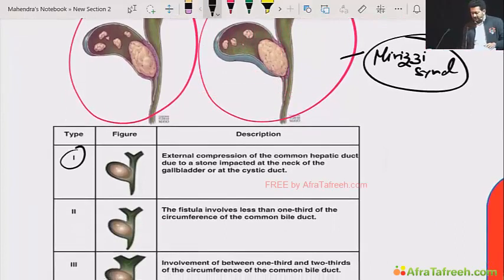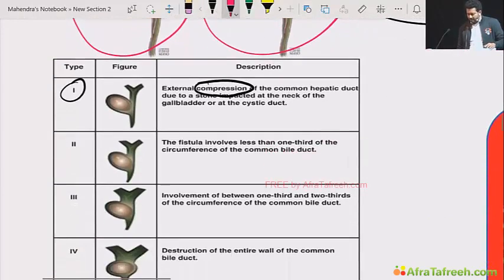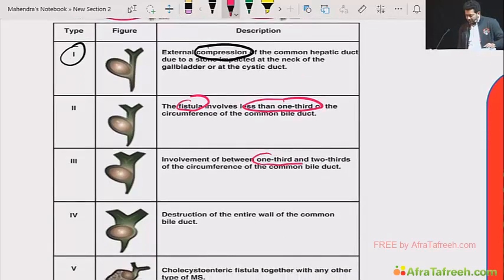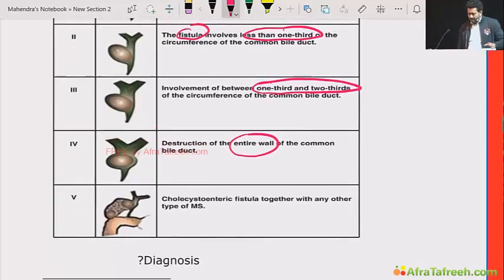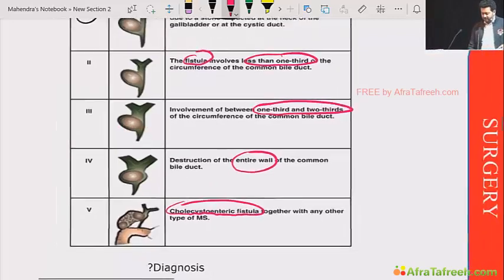Type 1 is when it is causing only compression. There is no fistula. In type 2, there is a fistula that involves less than 1/3 of the circumference of the common duct. 1/3 to 2/3 is type 3. And if it is more than 2/3 or the entire wall, it is type 4. And type 5 is when there is cholecystoenteric fistula along with this Mirizzi syndrome. So you can call it cholecystocholedochal enteric fistula. So these are the different types of Mirizzi syndrome.